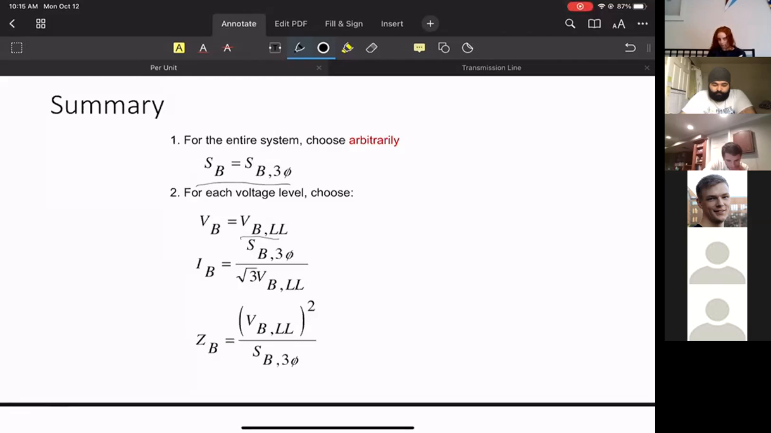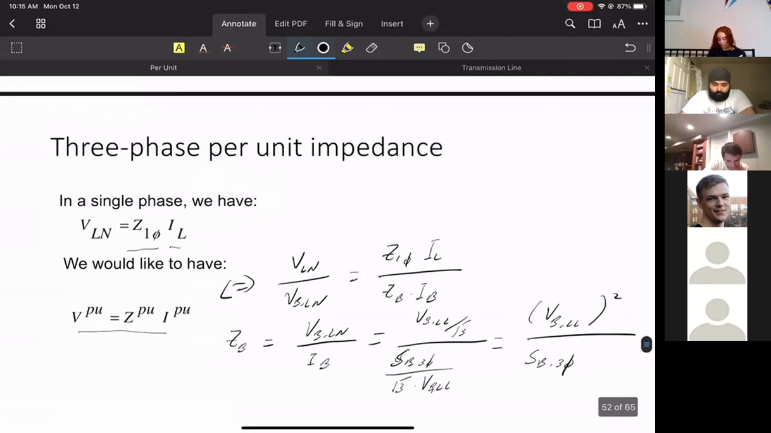Professor? Yeah. Can I go back to the previous slide? Sure. This one? Impedance? Yes. Thank you. So this is just the impedance equation. Root 3 cancels out at the right places. We have root 3s, but they cancel out at the right places.